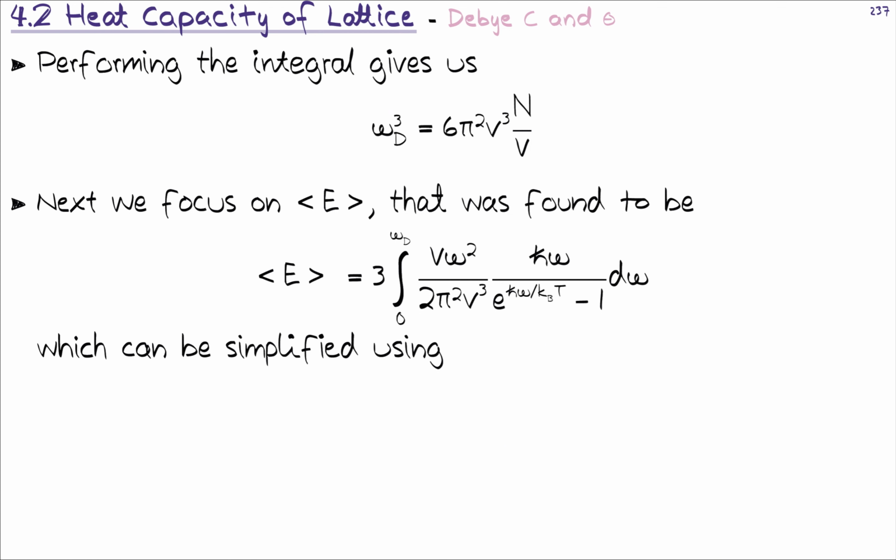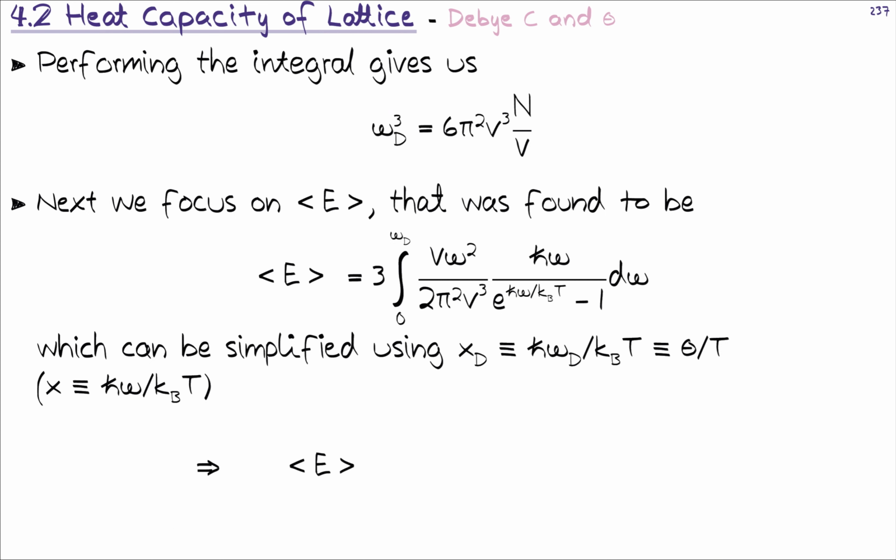And how this can be simplified further is that we make a change of variables. So we use an x_D variable that we defined to be h bar omega D divided by k_B T. And we can further define that this is actually theta, the Debye temperature, divided by T. So essentially we have a variable that we will integrate over, x, and that is h bar omega divided by k_B T. And that helps us to simplify our integral slightly.